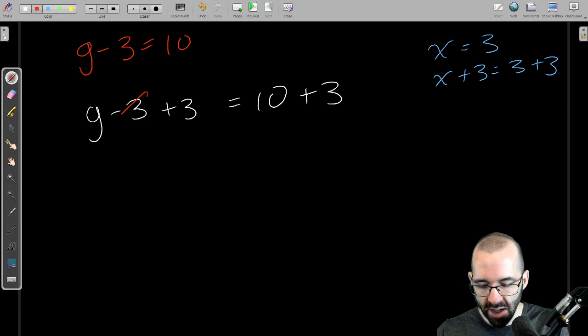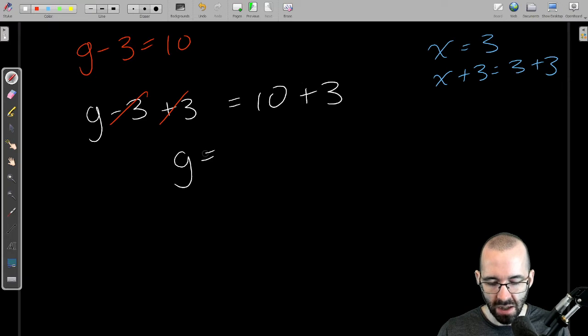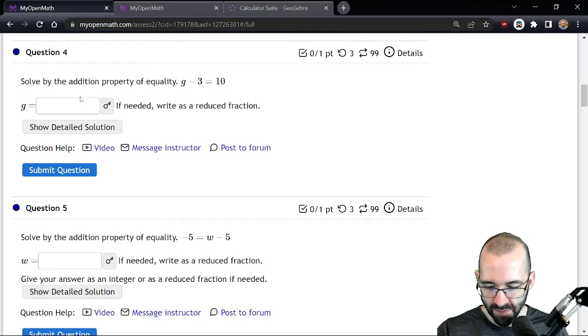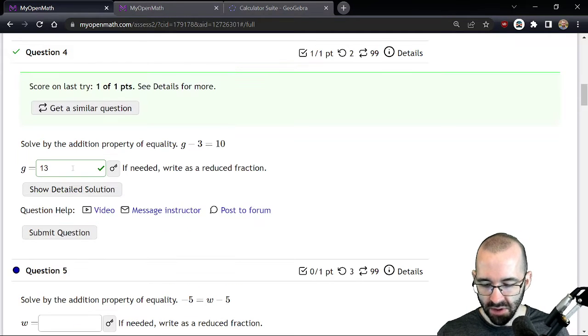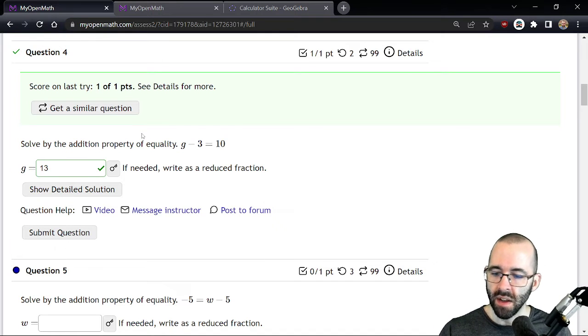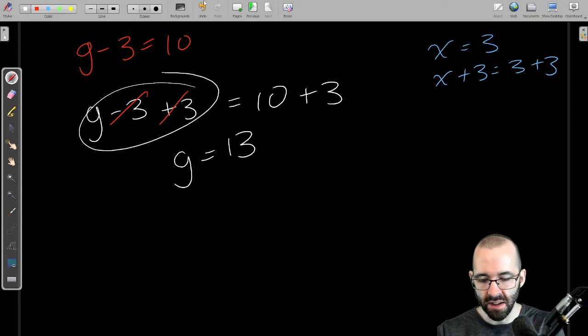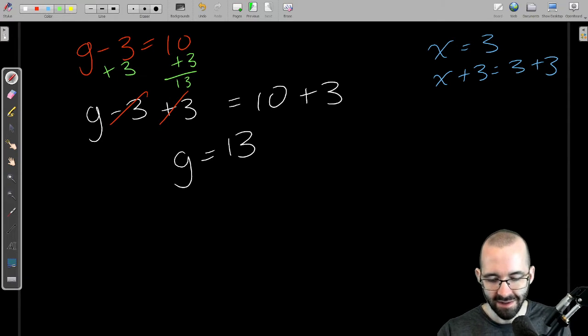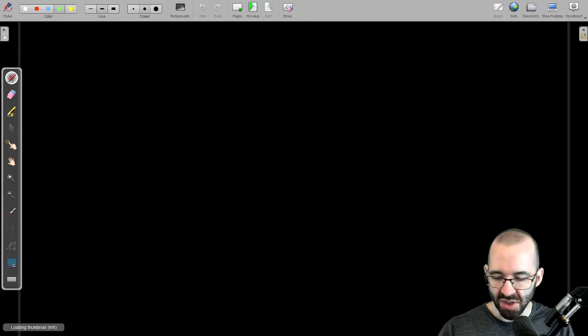That's really nice because the 3's cancel out. Minus 3 plus 3 is just 0. So we get g is 10 plus 3, which is 13. g equals 13. We did it. Usually we don't write it out like this. Usually we write it underneath, plus 3 like this. Then we can just add: 10 plus 3 is 13. Great. All right, next problem is going to be number 6.